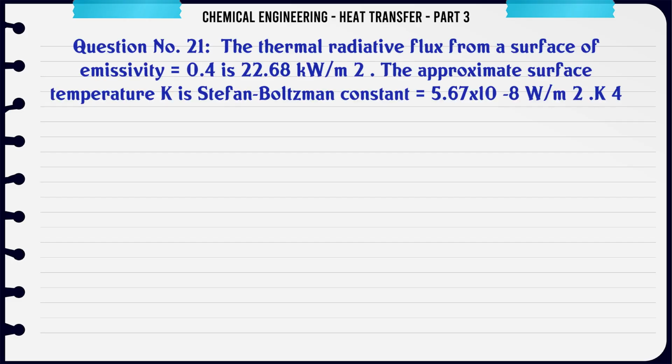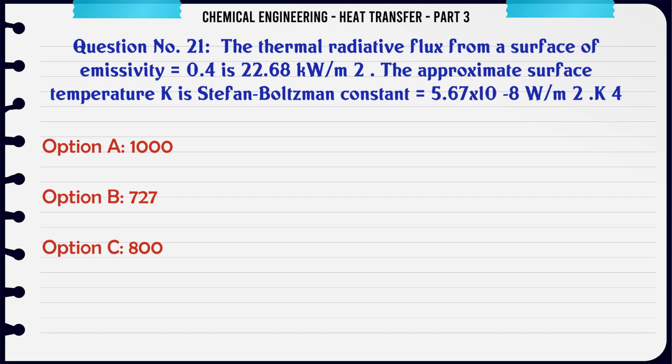The thermal radiative flux from a surface of emissivity 0.4 is 22.68 kilowatts per m². The approximate surface temperature in K is, with Stefan-Boltzmann constant 5.67 × 10⁻⁸ W/m²·K⁴, A. 1000. B. 727. C. 800. D.